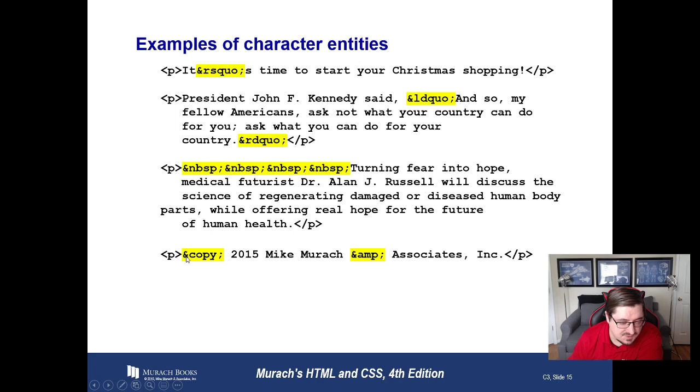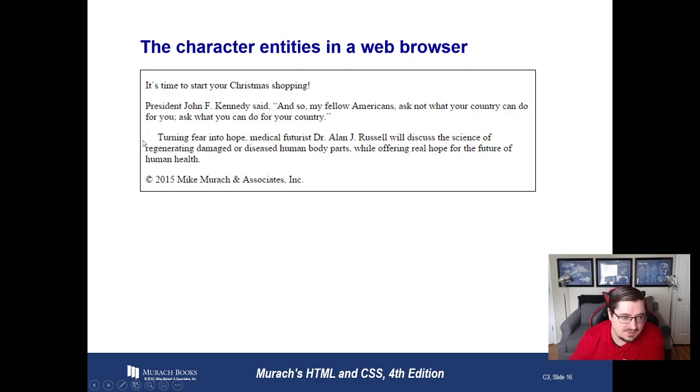Copyright character, you can see at copy, and ampersand is at amp. So here we've got the spaces. Here we've got the copyright symbol, which is at copy, and here we've got the amp symbol, which is that ampersand.